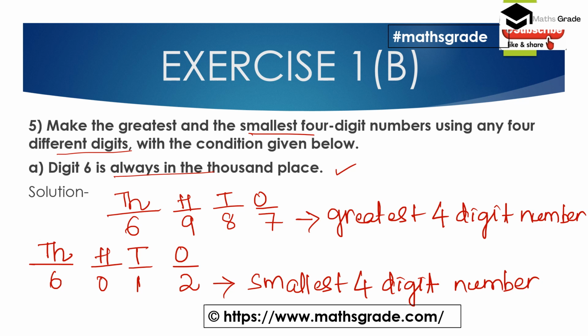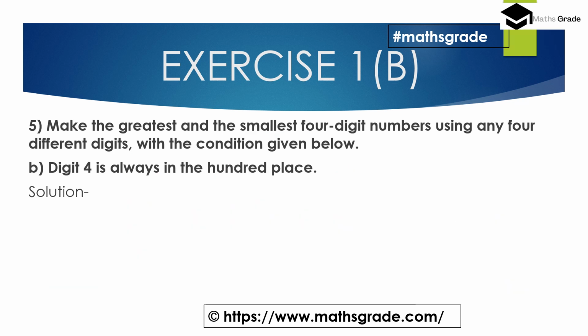So the greatest four digit number is 6987 and the smallest four digit number is 6012. Now we solve question number second, part B.